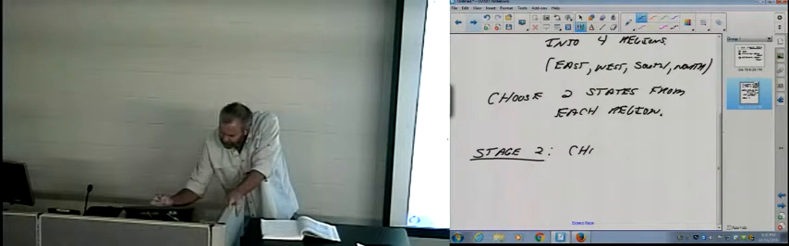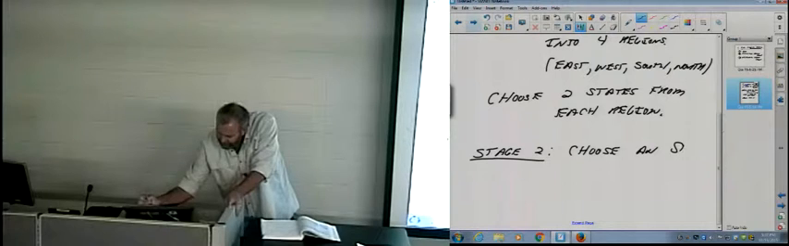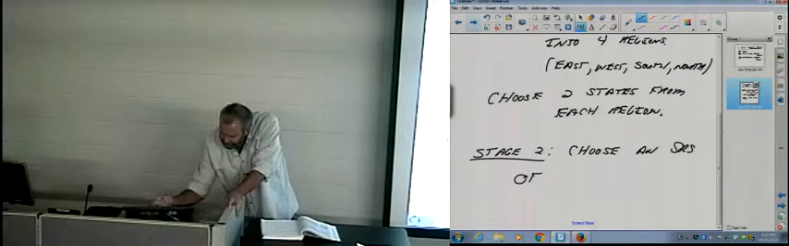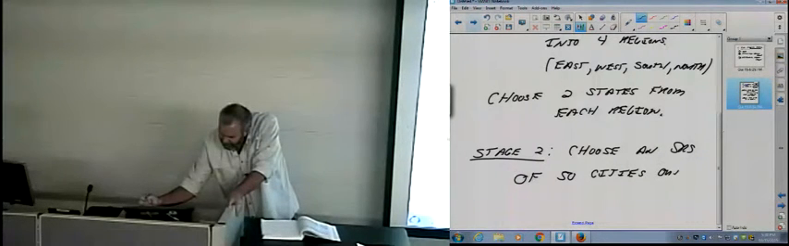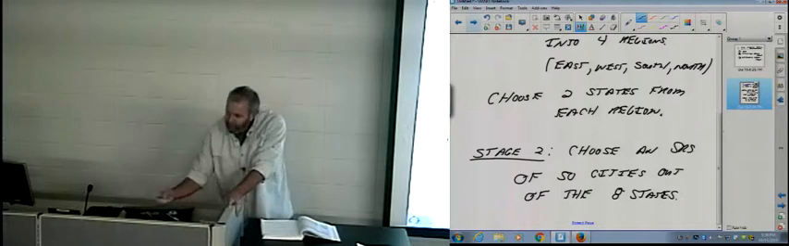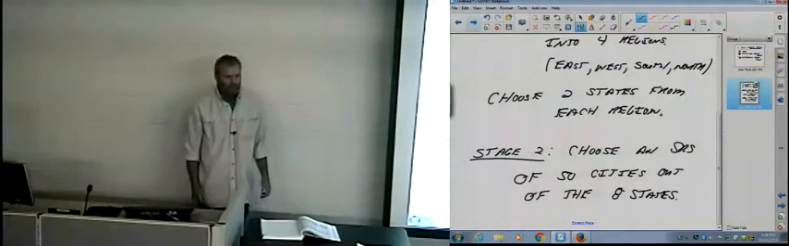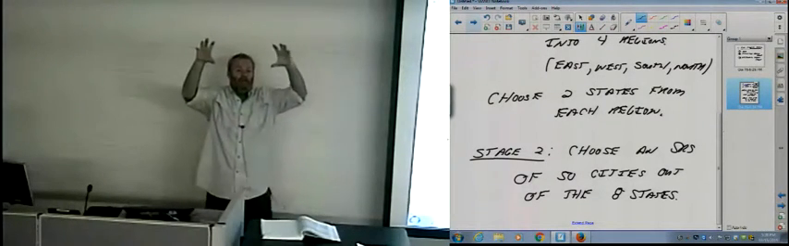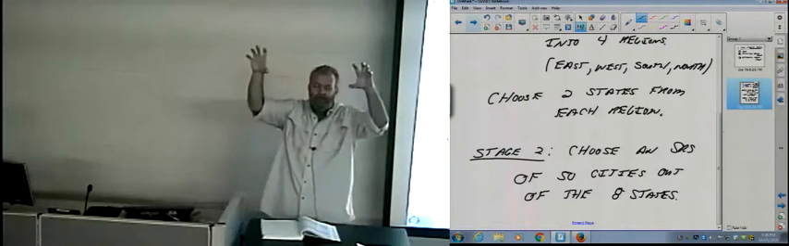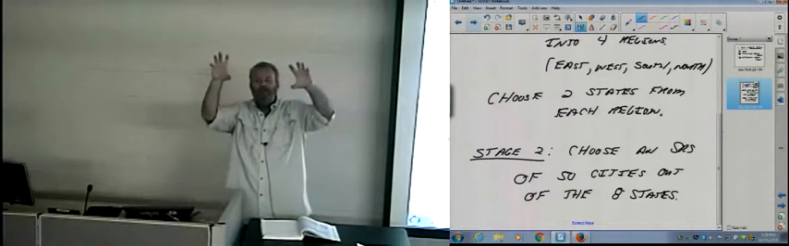Let's choose an SRS of 50 cities out of the 8 states. See, here's the catch. At stage 1, you chose 8 states. Yes, it was a stratified random sample. We did that. Yes, there was 2 in each region.